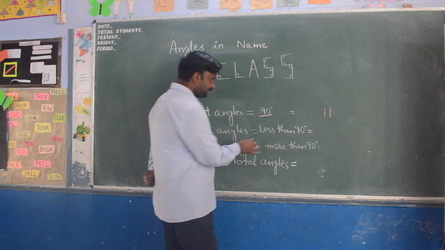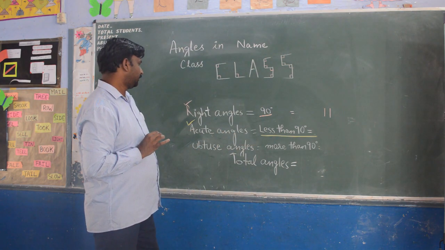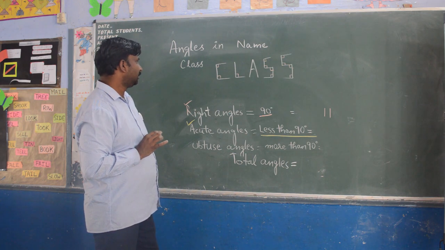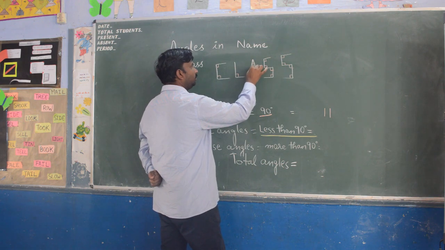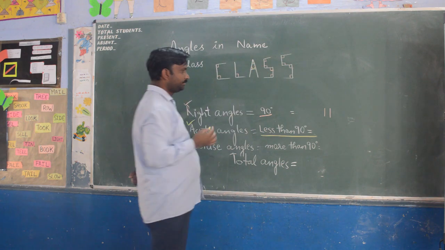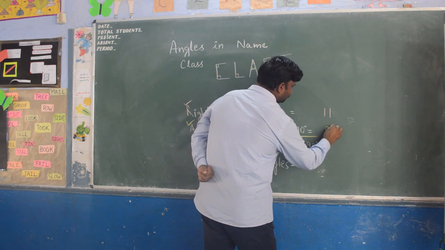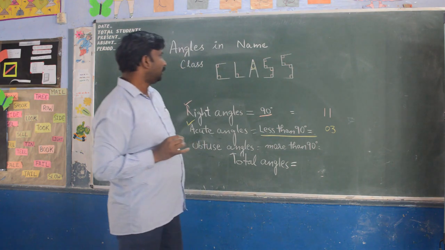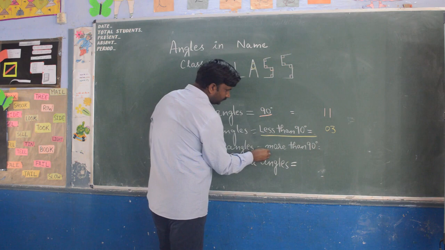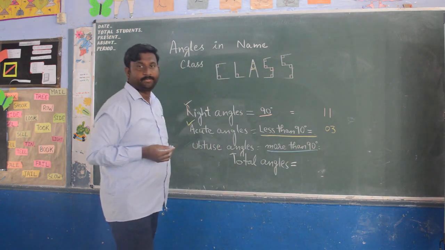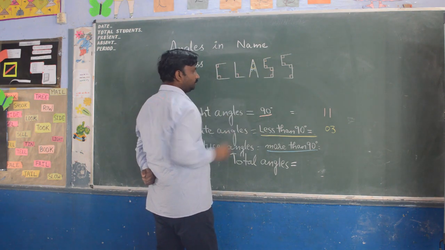Now acute angles. Acute angles are angles less than 90 degrees. Okay, so let us see. 1, 2, 3. 3 acute angles. Now, obtuse angles. Obtuse angles are angles which measure more than 90 degrees. Okay. So, more than 90 degrees. 1, 2.